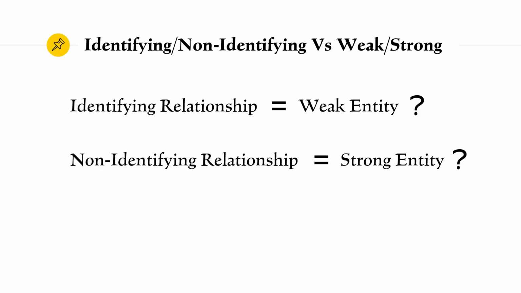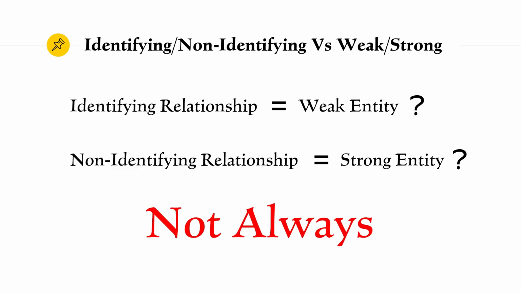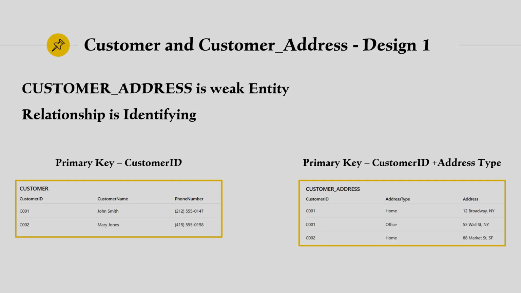Now, one common misconception is to assume that identifying relationships and weak entities are exactly the same thing. Similarly, many people assume that non-identifying relationships always mean strong entities. While that is the common pattern you'll typically observe at first glance, this is not always correct. Let's take the example of customer and customer address. The customer address is a classic weak entity because an address cannot exist in our system without a customer. So naturally, many people would expect this relationship to always be an identifying relationship.